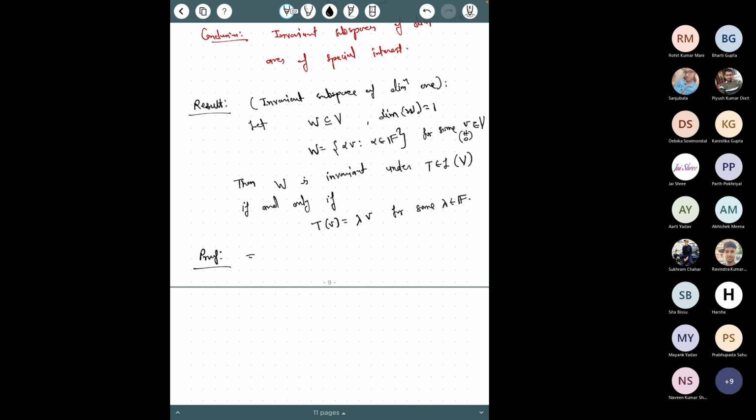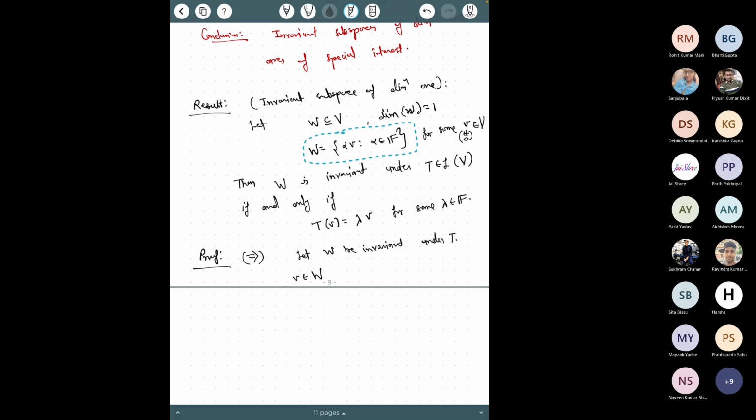So let us look at the first direction. Suppose that W is invariant under T. What I have to prove is that T of V is equal to lambda times V. Now I know that this V belongs to W, because W is of this form.